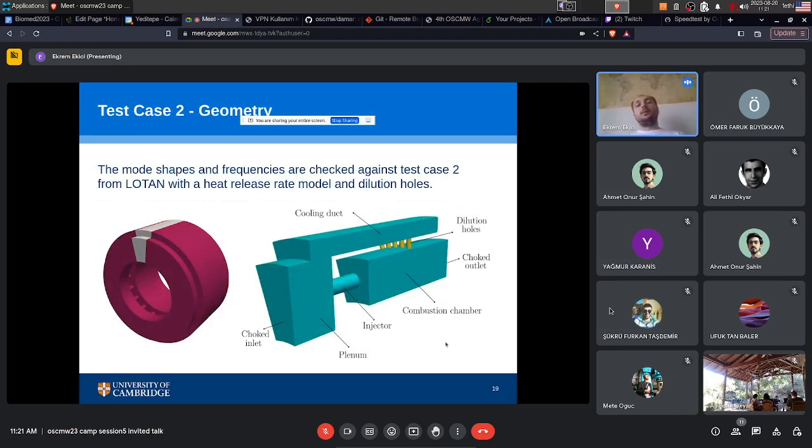For test case 2, this is also taken from LOTAN. LOTAN is modeling this complex geometry with one-dimensional ducts. So when you run a LOTAN test case, you can't see this combustor. It is just a junction of pipes, the connection of pipes. But in my Helmholtz solver, I can generate this 3D geometry, and I define my boundary conditions and fluctuating body force, which I'm going to talk about now.